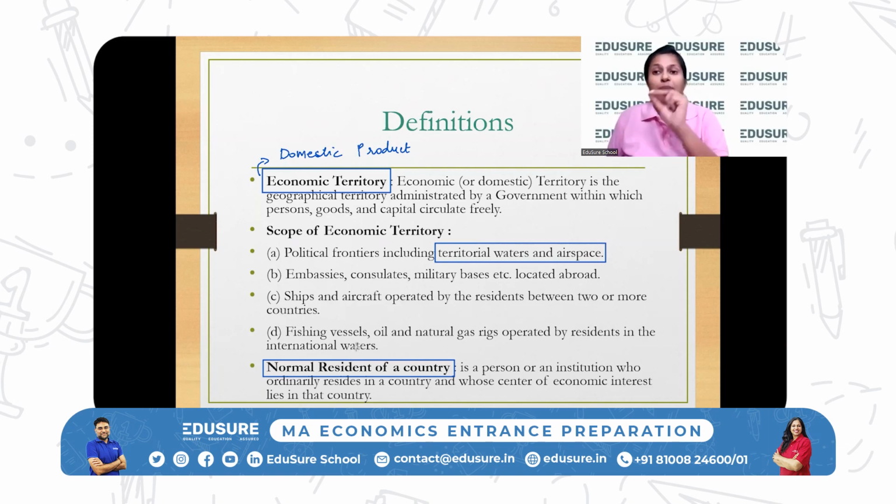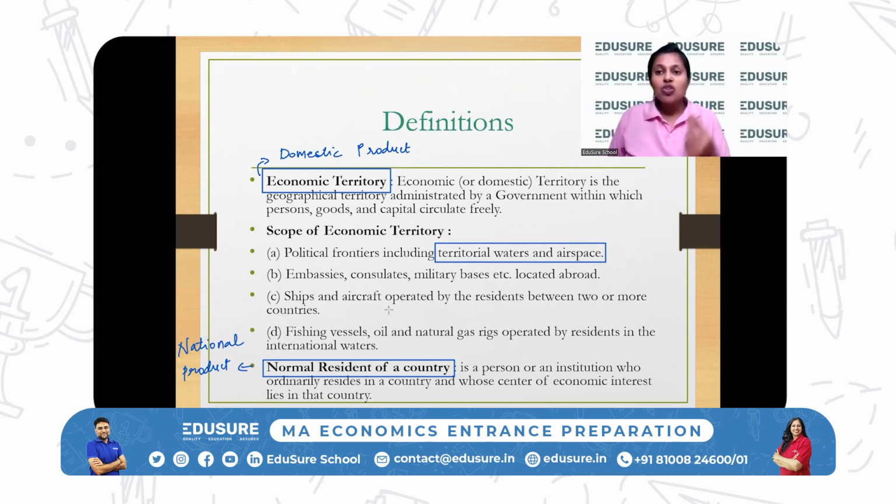So income of the people of a country is different. So income of the people of a country is called national product. Income in the physical space of a country is called domestic product. Everyone, just a minute, please. So income of the people of a country is called the national product. Income of the physical space of a country is called domestic product. So who are the people of the country?